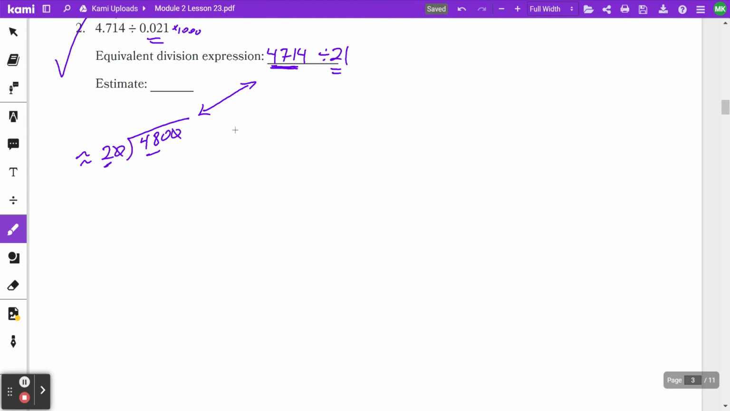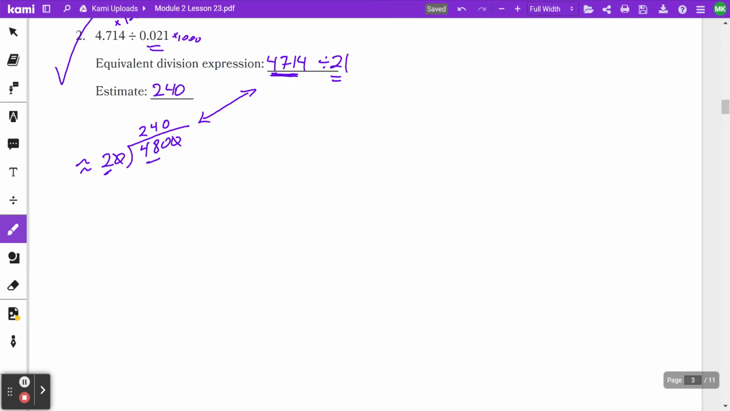So let me get rid of that guy, get rid of that guy. That'll go twice, right? That'll go 4 times, and a 0 there. So 240 is my estimate. Not bad. So far, so good. And now it's time to actually divide. So take this guy over here, put my little 21 there outside the house, put my 4714 in the house, and we can go to work, right?